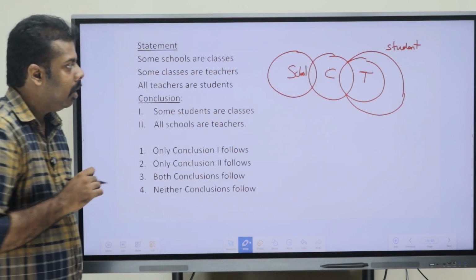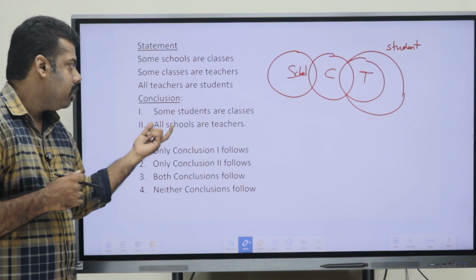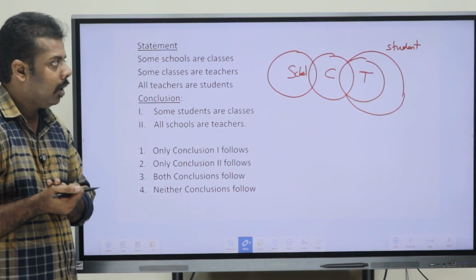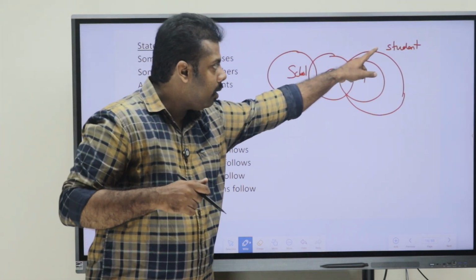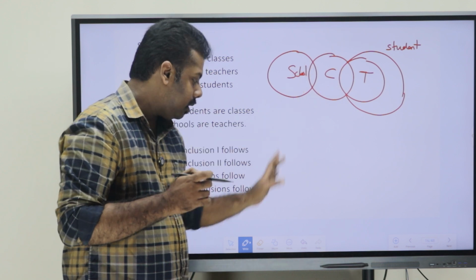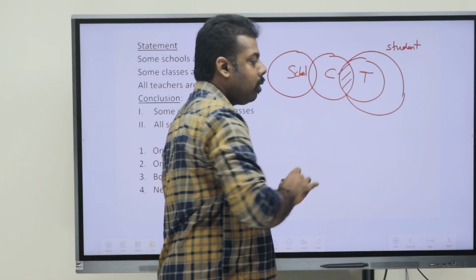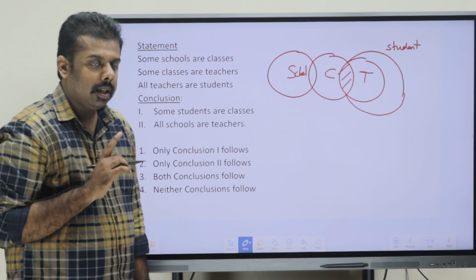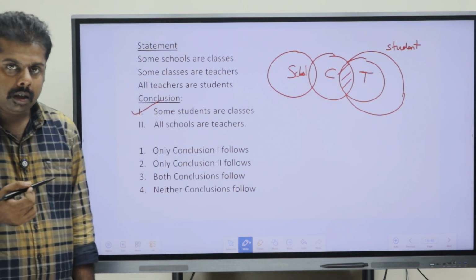Now just discussing the conclusions. The first conclusion says that some students are classes. Is it right or wrong? We can see that this is the outer circle, this is a student, and this is the classes. So we can easily see that classes and students have a common portion. So we can say that some students are classes is the right conclusion.